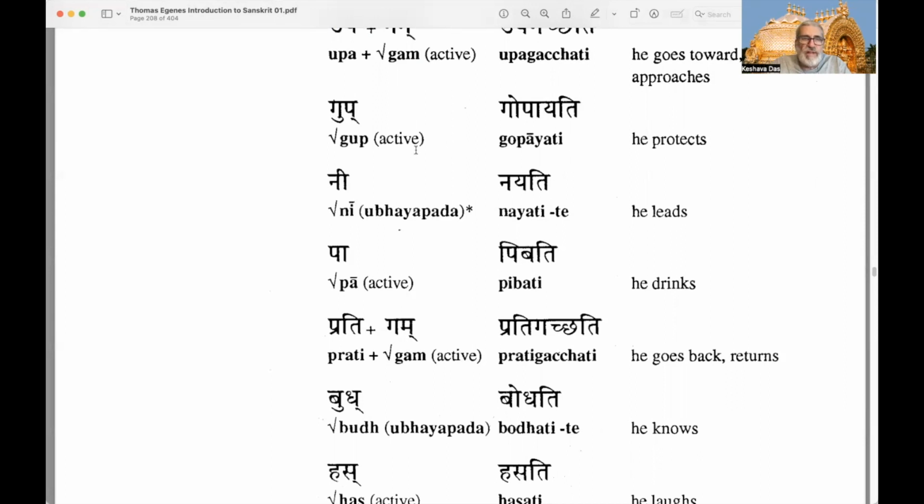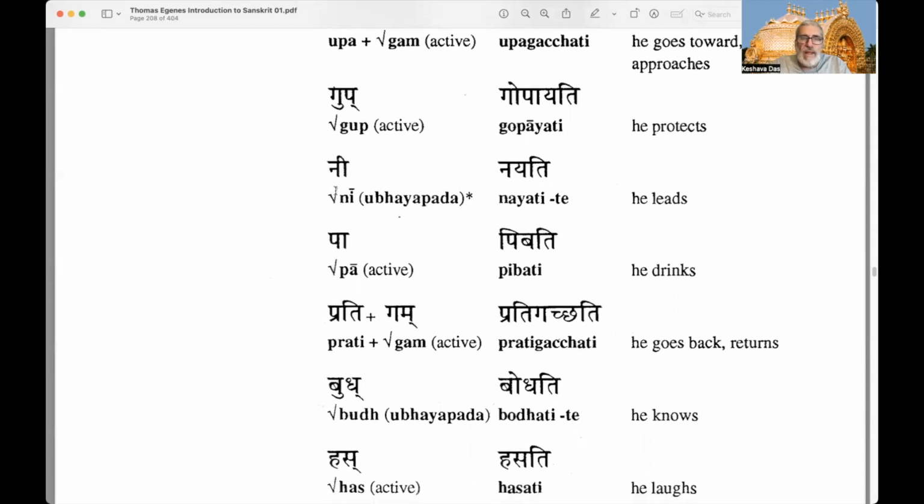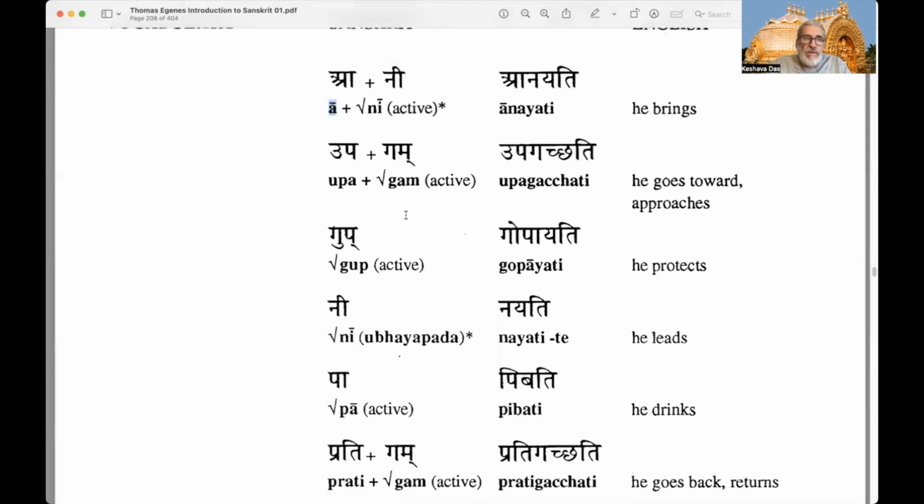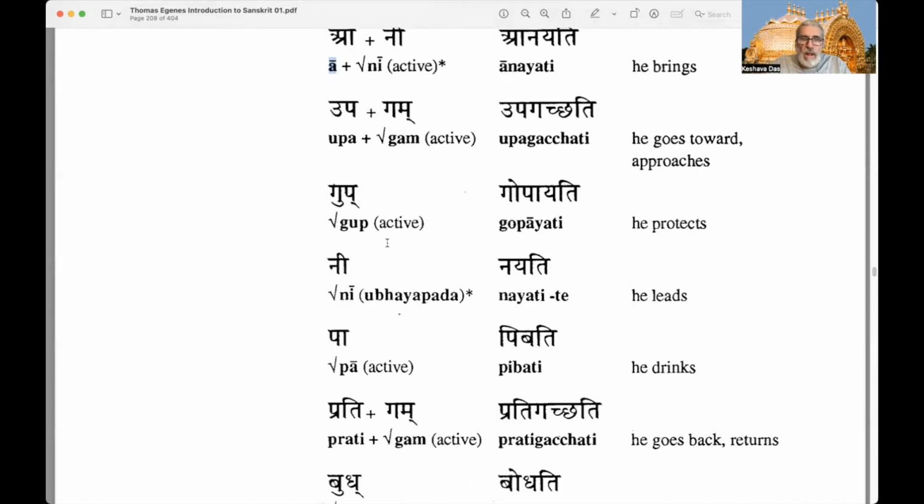I'm not sure whether we explained here how to form a stem from a root by guna and vriddhi. The guna of u becomes o, so gu becomes go, so gup becomes gopayati. He protects. Then we have ni, which we saw up here.